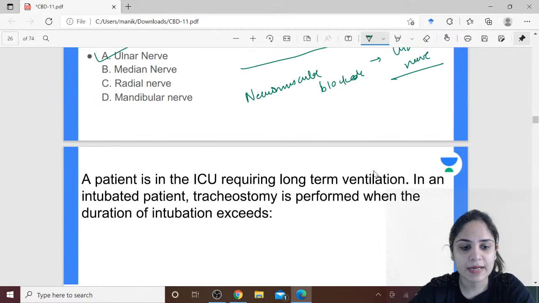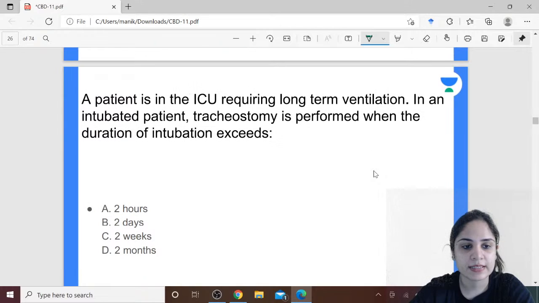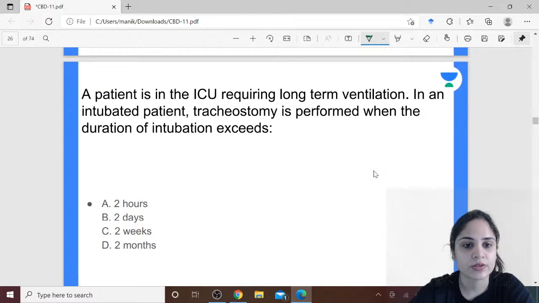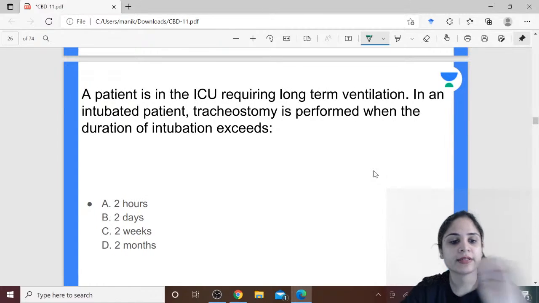Okay, we'll come back to it, Trilok. We'll just finish off the next few questions and then we'll come back to it. Alright? Okay, a patient is in the ICU requiring long-term ventilation. In an intubated patient, tracheostomy is performed when the duration of intubation exceeds 2 hours, 2 days, 2 weeks or 2 months.